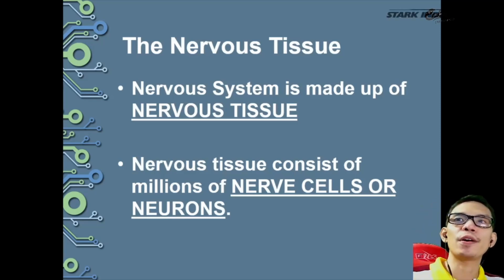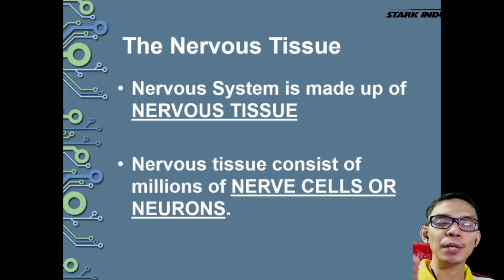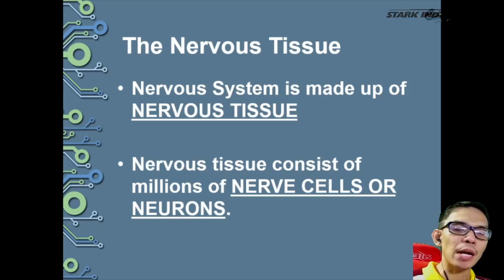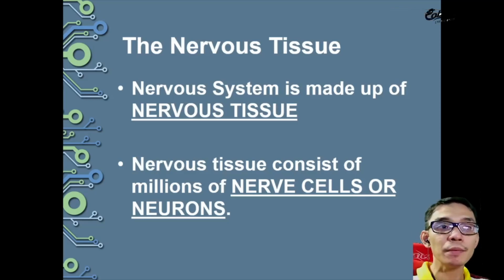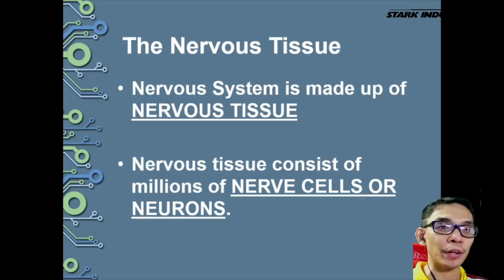So again, what makes up our nervous system? These are neurons, the basic building blocks of the nervous system. Once these neurons group together and perform a certain function, they become a nervous tissue. The nervous tissue then becomes an organ, either a brain, spinal cord, or a nerve, and these group together to become an organ system.